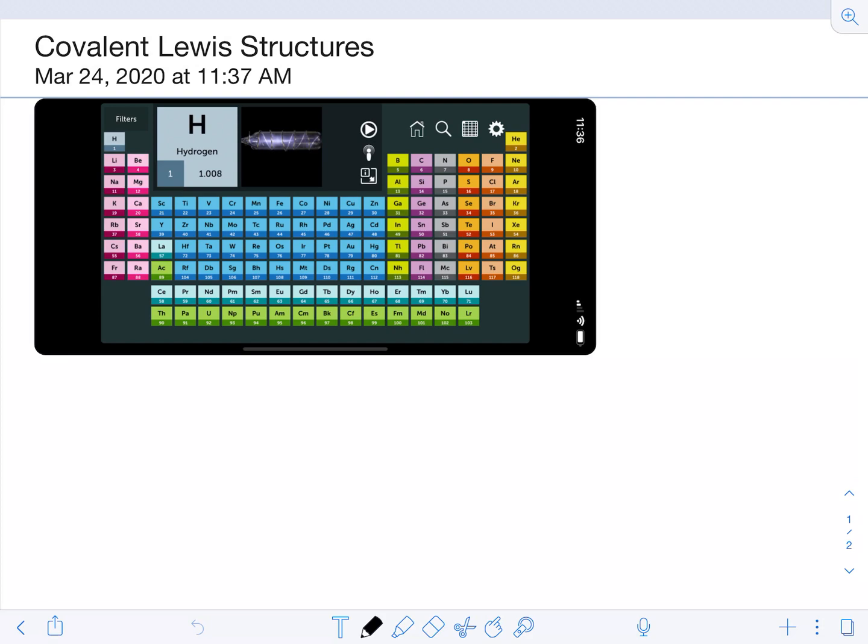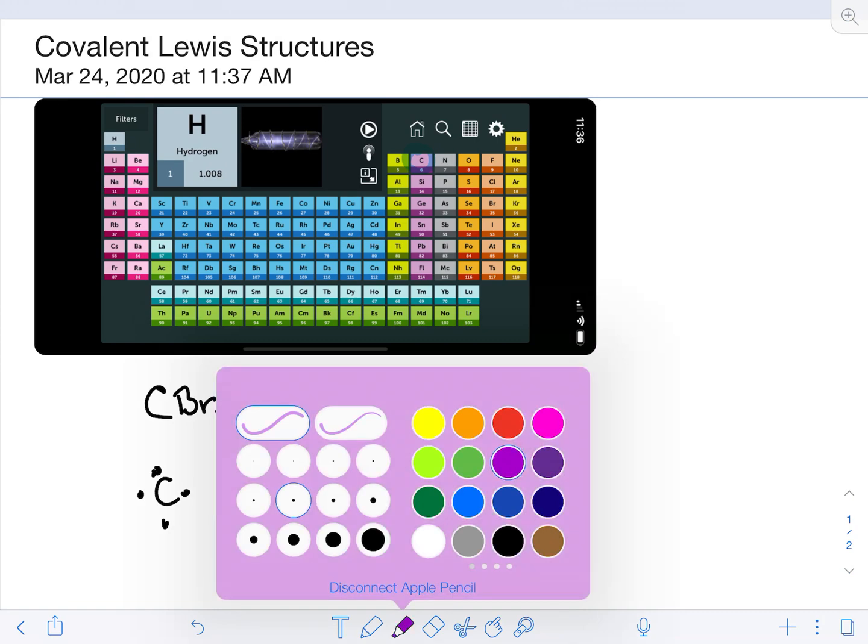There was a request from somebody about how to draw Lewis structures when you have four elements around the central atom. So the first thing I would do is look at the valence electrons for each of them, and I'm going to draw an example here of carbon tetrabromide. I'm first going to look at carbon, and notice that carbon is in the group that has four valence electrons. So I'm essentially going to draw the four valence electrons around it.